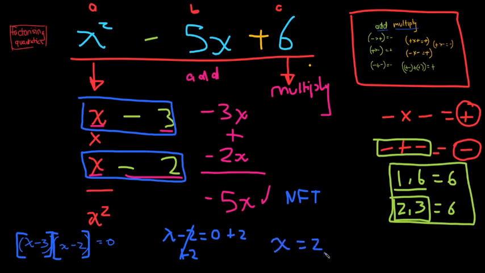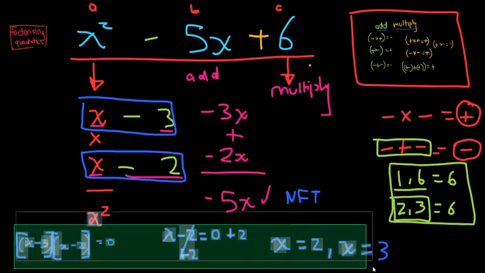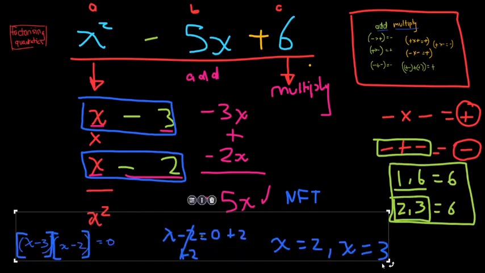So the two possible values for x that will work on this quadratic are x equals 2 and x equals 3. And there you go. And that's how you factorize, and that's how you solve it.